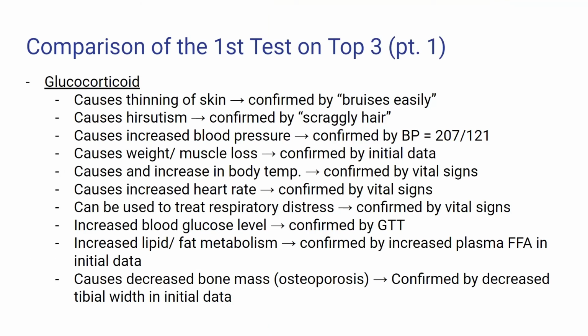For the glucocorticoids, it may cause thinning of skin, hirsutism, decreased weight, muscle and bone mass, increased blood pressure, body temperature, heart rate, respiratory rate, blood glucose level, and blood-free fatty acids. Our vital signs have confirmed that there was an increased heart rate, respiratory rate, temperature, blood pressure, bruising, and scraggliness of the hair.